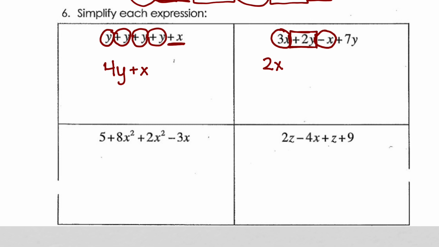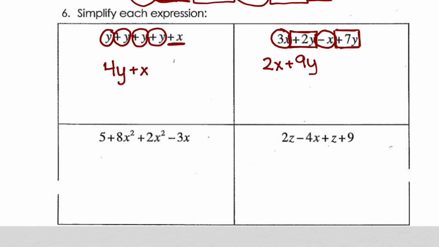Now let's see, I've got a positive 2y right here. Can that be combined with the positive 7y? Yes, because they both have the exact same variable raised to the exact same power. What is 2y's and 7y's? 9y's. Okay, we're rocking it out.